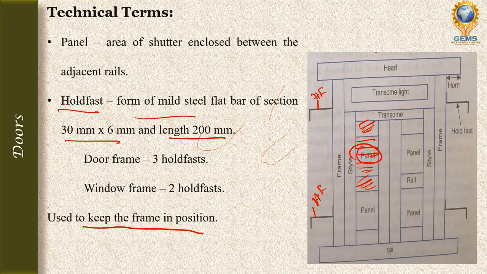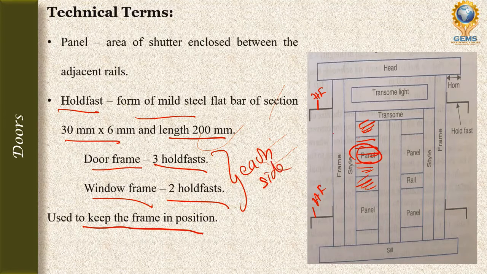If you are going to use it in a door frame, minimum we have to give 3 hold fasts. If it is a window frame, minimum we have to give 2 hold fasts on each side. That means this side we have 2 for the window, this side we have 2 for the window. Overall it will be 4 hold fasts. In a door we have to give 3 on this side and 3 on the other side. So minimum 6 hold fasts we have to give.